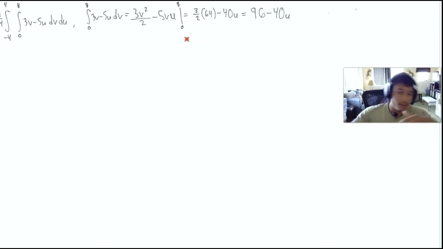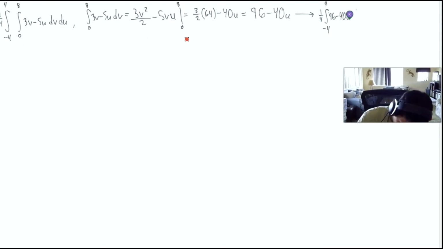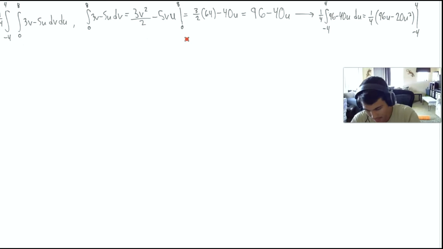So that's our next integrand, and will lead into our next integral. I'll put an arrow. And then what's our next integral? Well, it's going to be from 4 to negative 4, 1/4, 96 minus 40u du, 96. Let's not forget our 1/4, 1/4, 96u minus 20u squared, all evaluated from 4 to negative 4. Let's see what this can turn into.